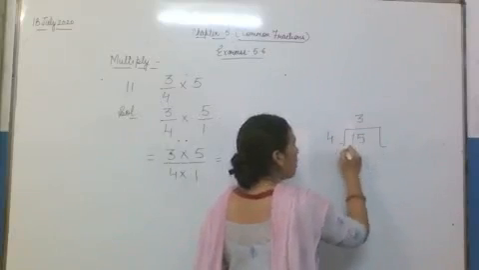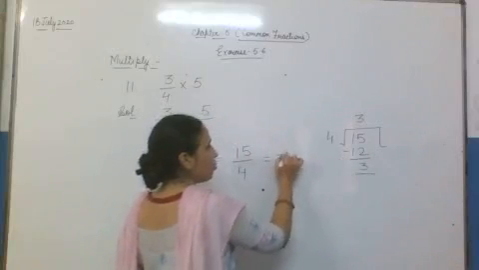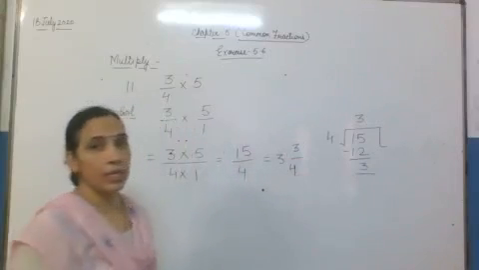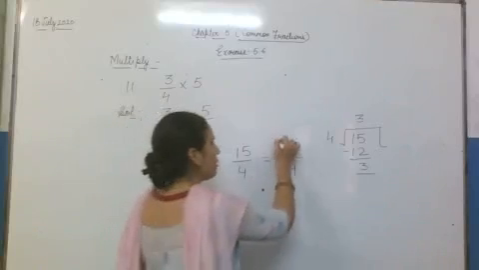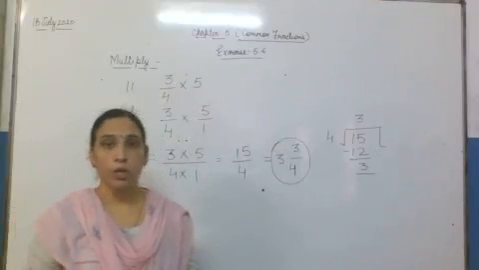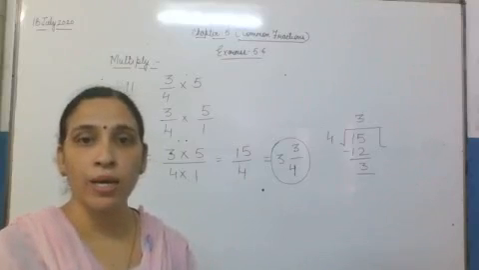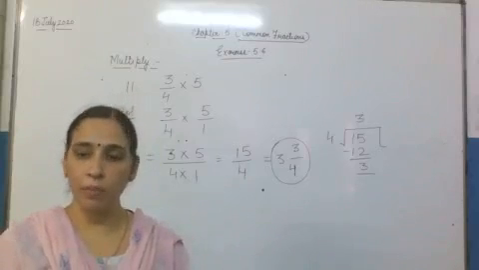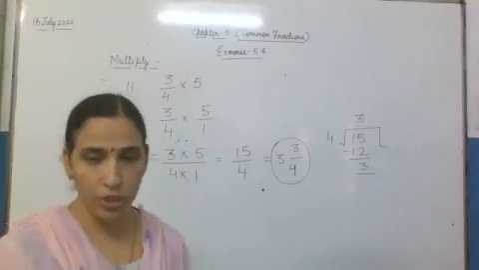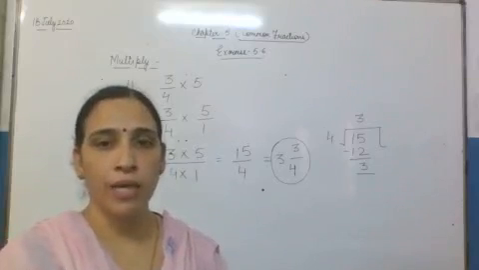4 threes are 12. Now 3 will be remaining. So we can write it in QRD form, 3 and 3 by 4. That will be your answer. So I hope that is clear to you all. What we have done today is multiplication of a proper fraction by a whole number. Now question number 12, you will do it yourself. So that's all for today, children. Have a good day.